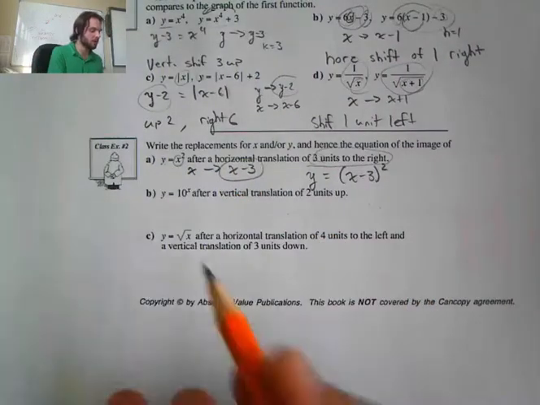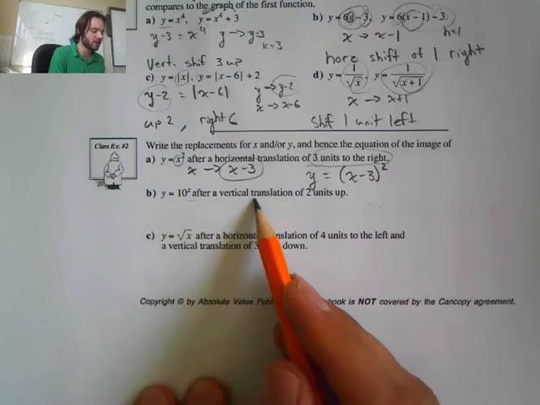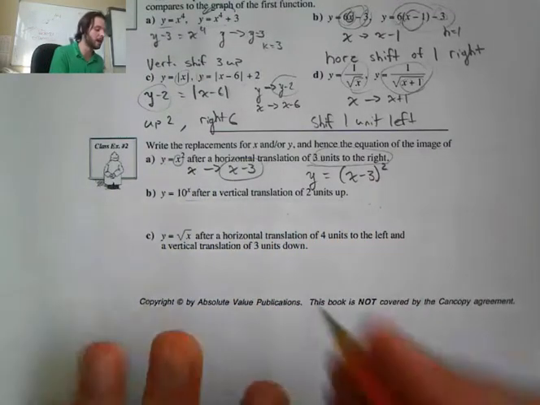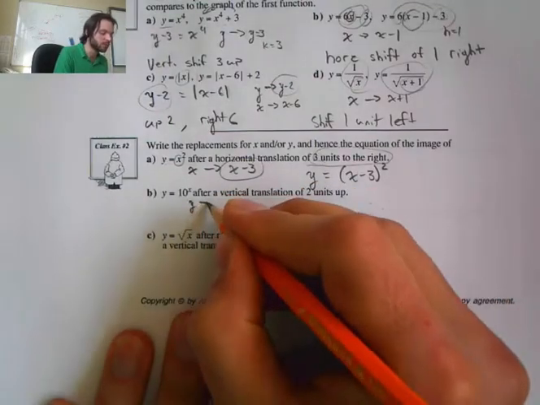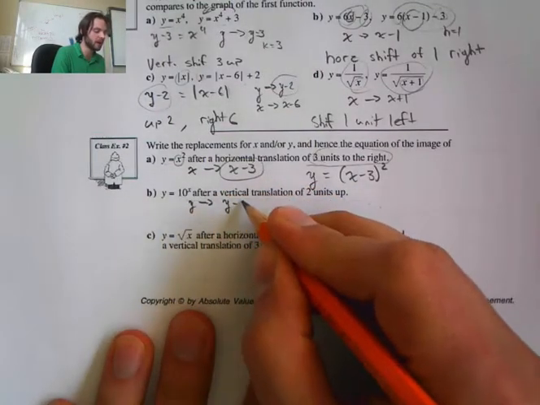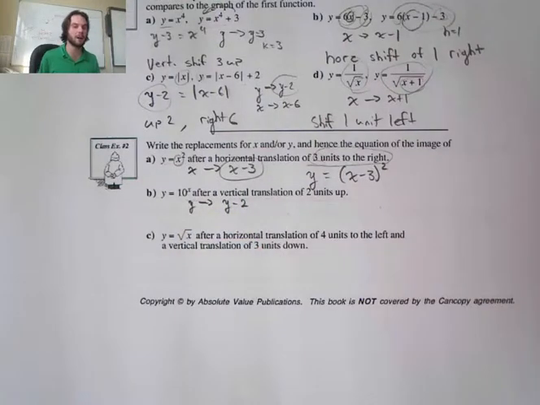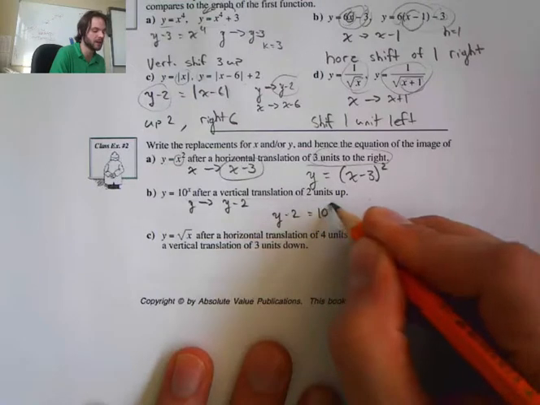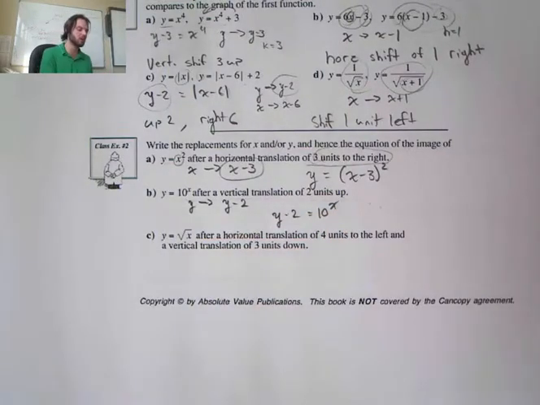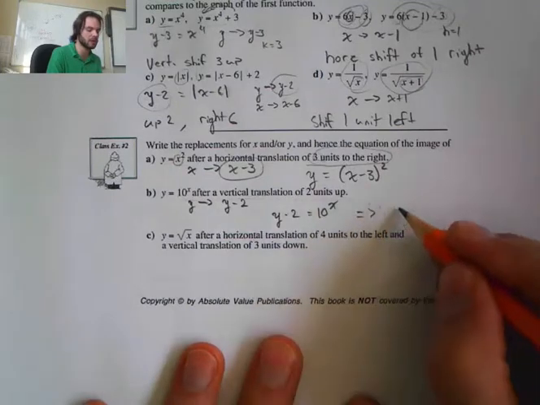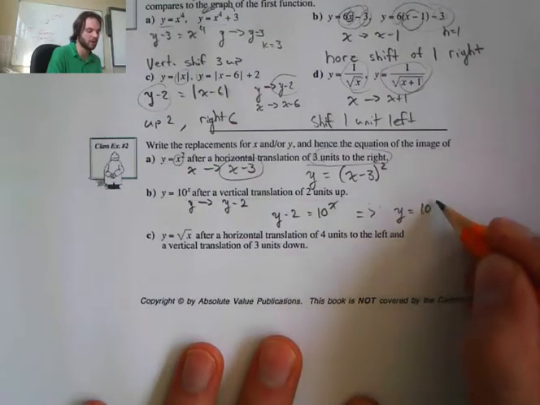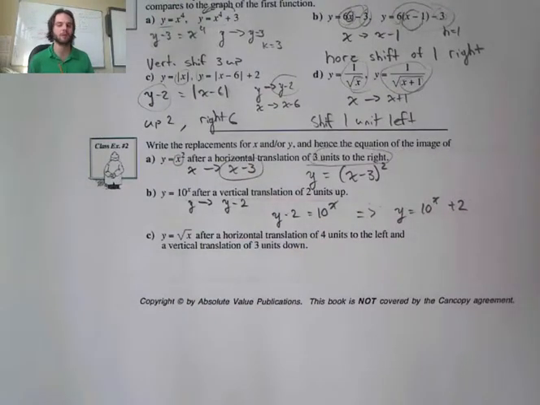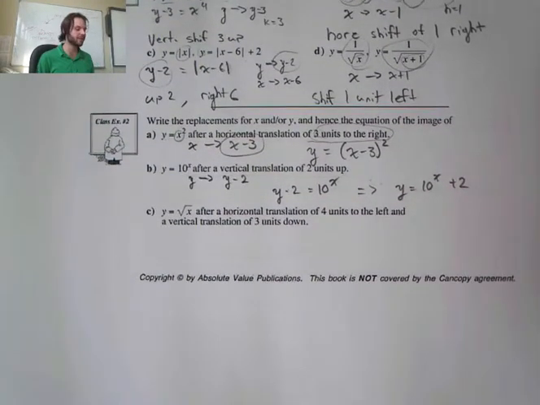All right? Now we have this one here, and it says there's a vertical translation of 2 units up. So vertical, we're dealing with y. So y gets replaced with y subtract 2, because we're going 2 units up. So we have y subtract 2 is equal to 10 to the x. And normally if we want to graph this in our calculator, we can't graph it that way, so we end up getting y is equal to 10 to the power of x, and then we have plus 2. We add 2 to both sides. Okay? Let's take a look at the last one here.